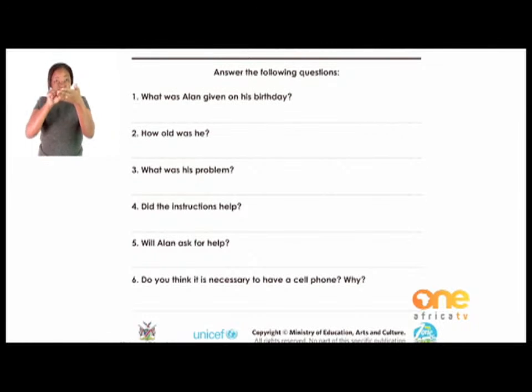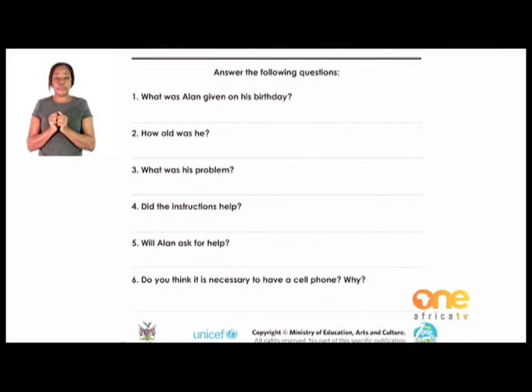Number 5, will Alan ask for help? Number 6, do you think it is necessary to have a cell phone, and why? Now you have to think and you have to answer this question. Do you think it is necessary? Is it important to have a cell phone, and why do you think it is so? So answer that one according to what you think about a cell phone yourself. Okay.